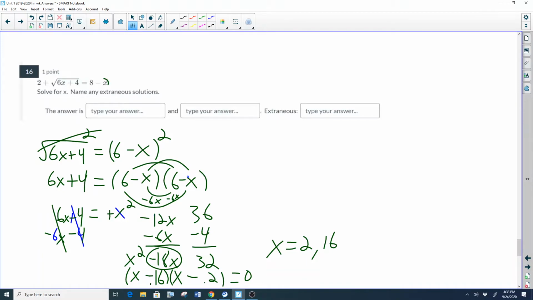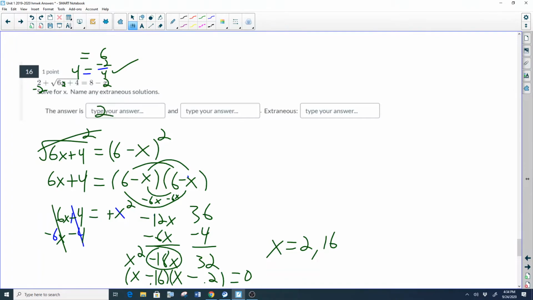So if we plug in the 2, 8 minus 2 is 6. So that's going to work, because you'll minus 2 to the other side. You'll get a 4. And then we'll put a 2 in here. 2 times 6 is 12. 12 plus 4 is 16. Square root of 16 is 4. 4 equals 4. It works.